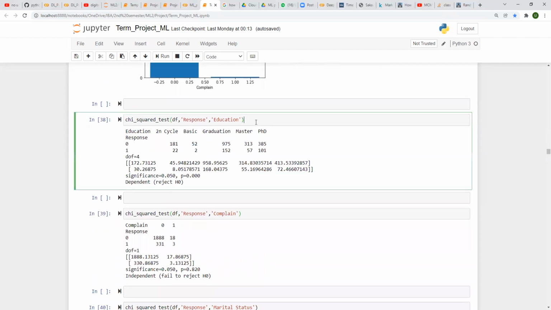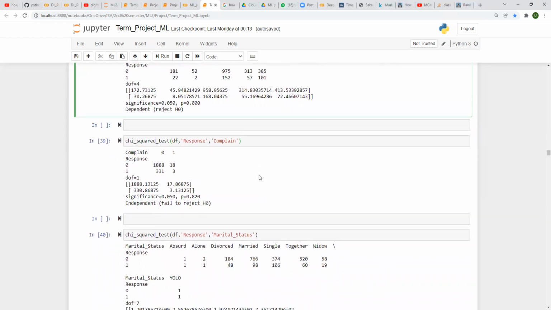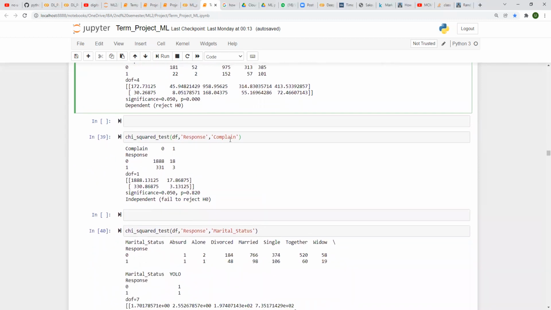If we perform a chi-square test on response and education, we can see that it is dependent. Response is dependent on education because the p-value is insignificantly small. And if we do it on complaint, we can see that it's independent. So complaint will not be used to predict the response.